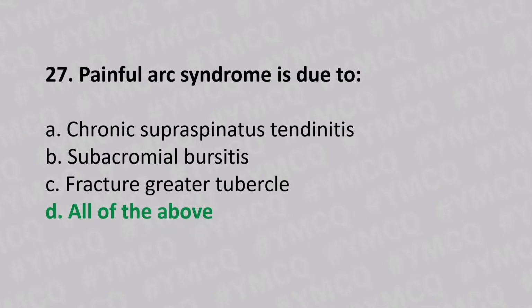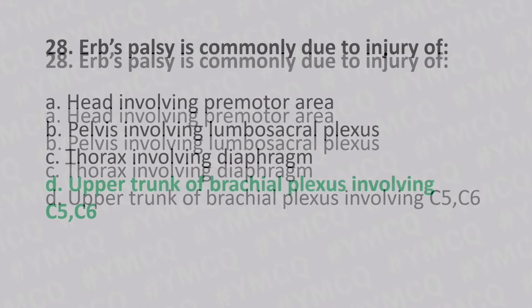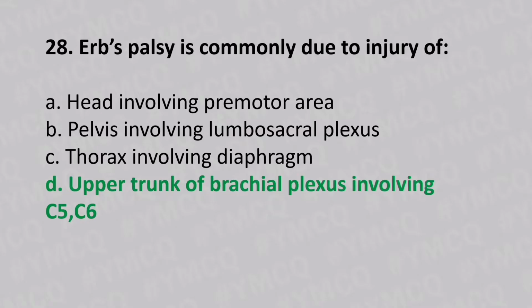Moving to our 28th question. Erb's palsy is commonly due to the injury of option A, head involving premotor area, option B, pelvis involving lumbosacral plexus, option C, thoracic involving diaphragm, option D, upper trunk of the brachial plexus involving C5, C6. And the answer is option D, upper trunk of the brachial plexus involving C5, C6.